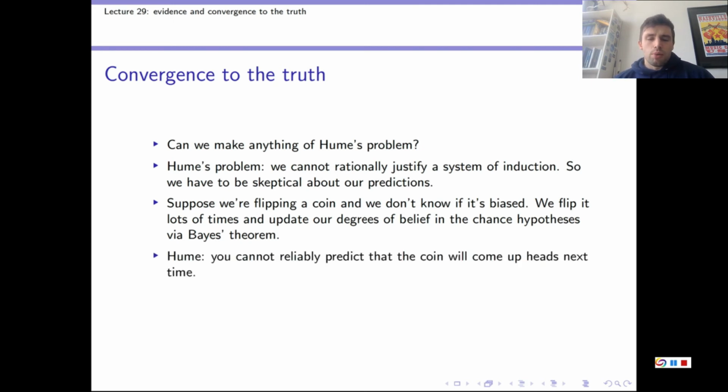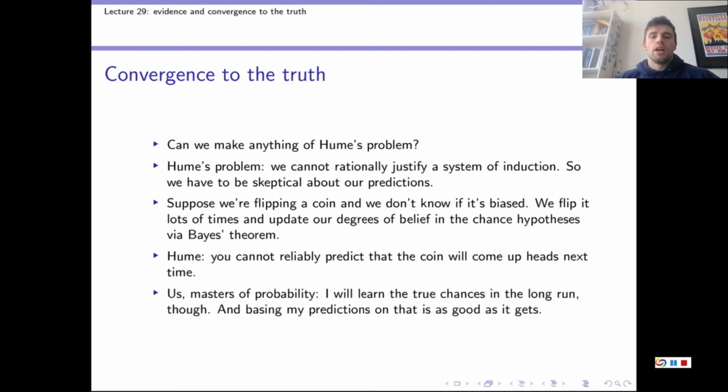So while Hume's problem in this context says you can't reliably predict that the coin will come up heads next time, no matter what you've observed in the past, our work on probability theory shows us how we might reply. We might say, okay, but I believe that I will learn the true chances in the long run. Knowing the true chances won't tell me for sure which side the coin will come up, of course, but we can't expect any more than this. Knowing the true chances is as good as it gets, and I believe I will learn the true chances on the basis of my observations.